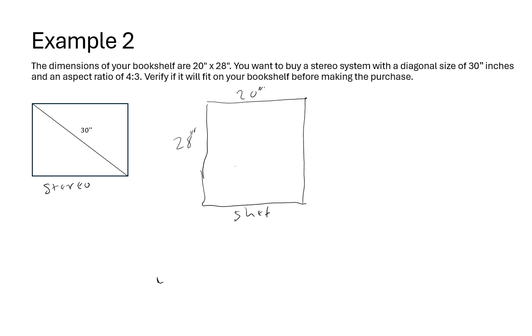So we want to see if this stereo will fit into our bookshelf before we make the purchase, because if we don't know, we may end up purchasing it, but it won't fit into our bookshelf. To do that, let's look at this stereo. We have the diagonal here, which is 30. We know that this side and this side are in a 4 to 3 ratio of each other.